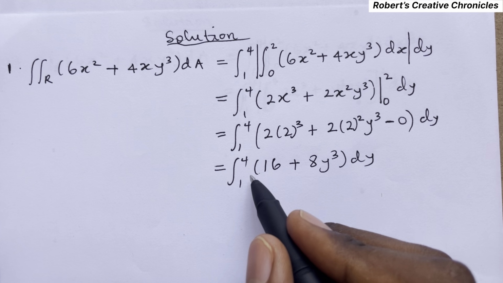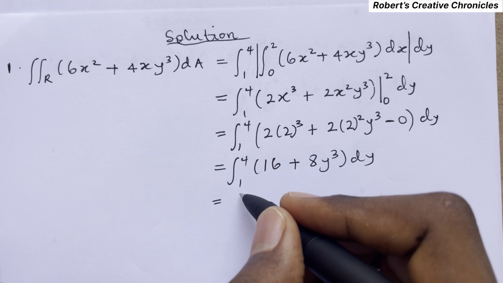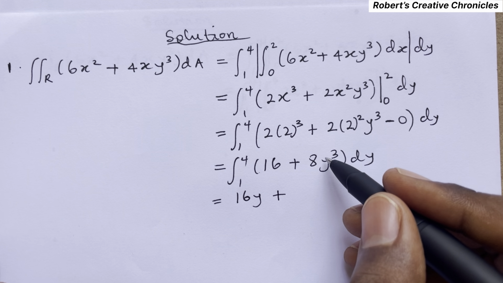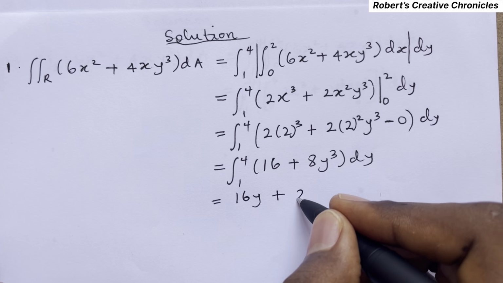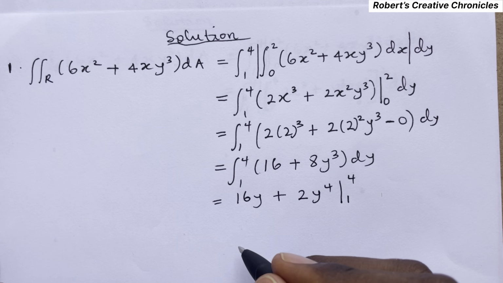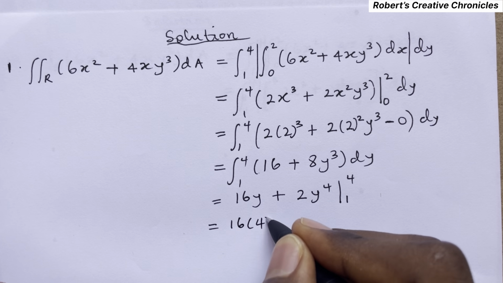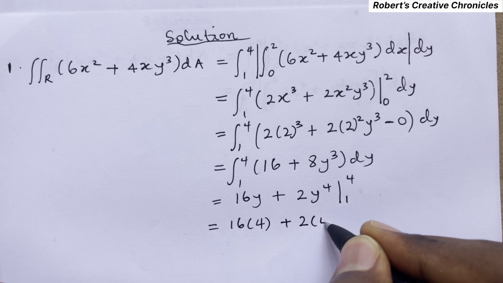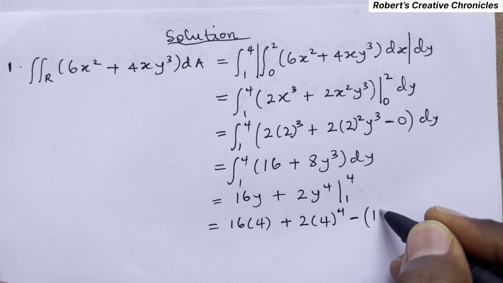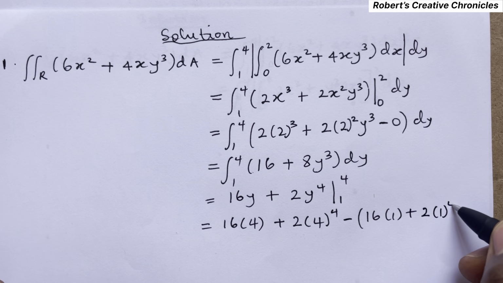So now we are going to integrate with respect to y. So this becomes 16y plus 8y cubed. It becomes y raised to the power of 4 over 4, which is 2y to the 4. Then this is 1 to 4. So if you substitute, this becomes 16 times 4 plus 2 times 4 to the power of 4, minus 16 times 1 plus 2 times 1 to the power of 4.